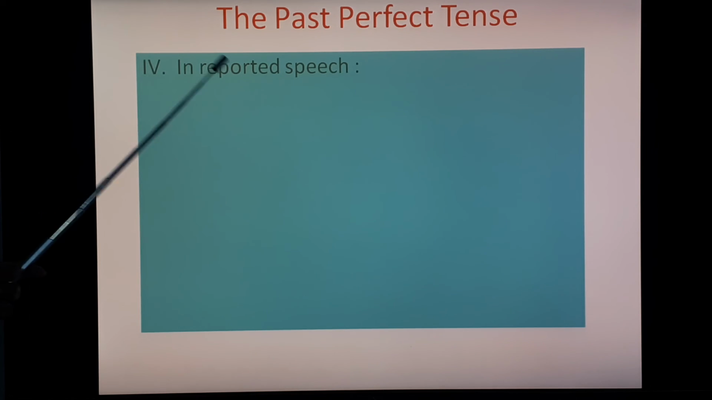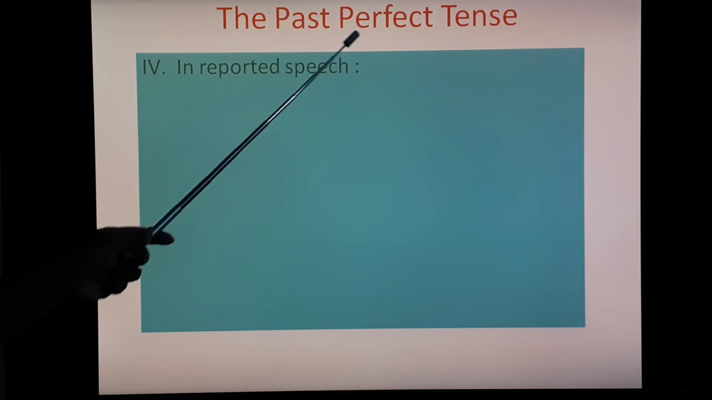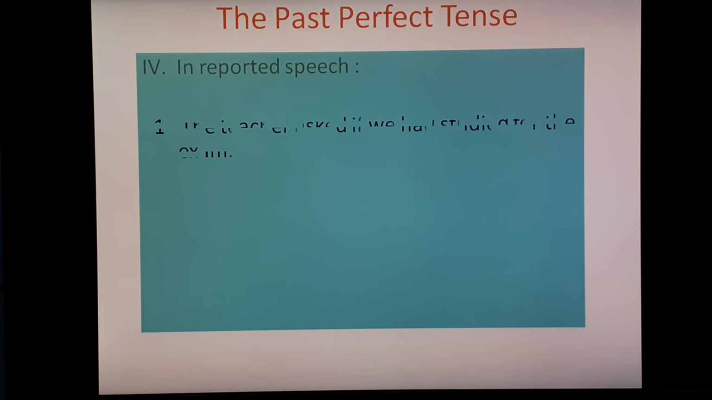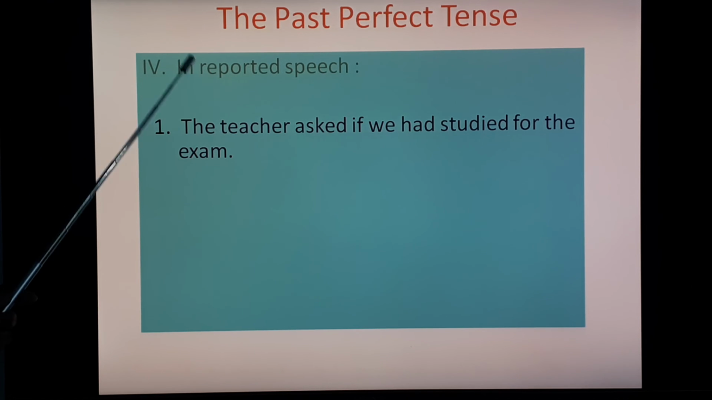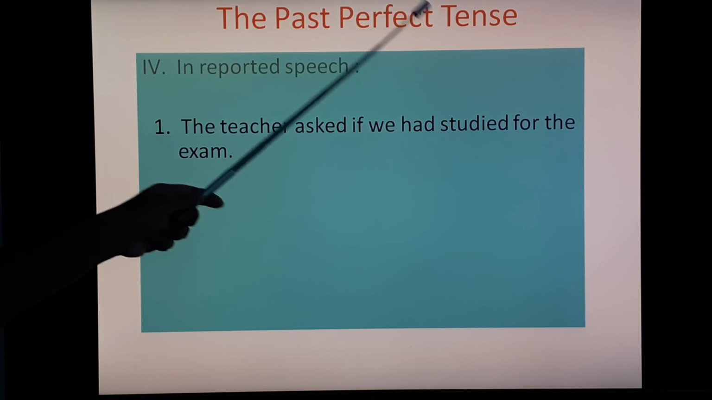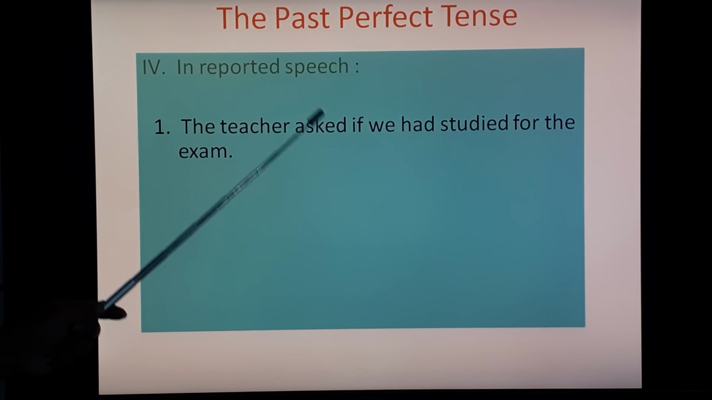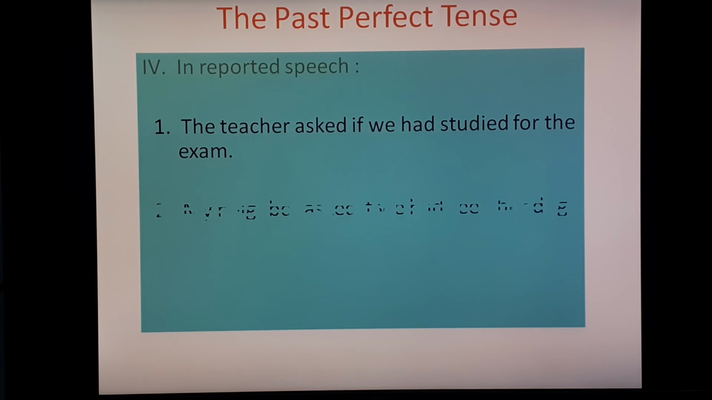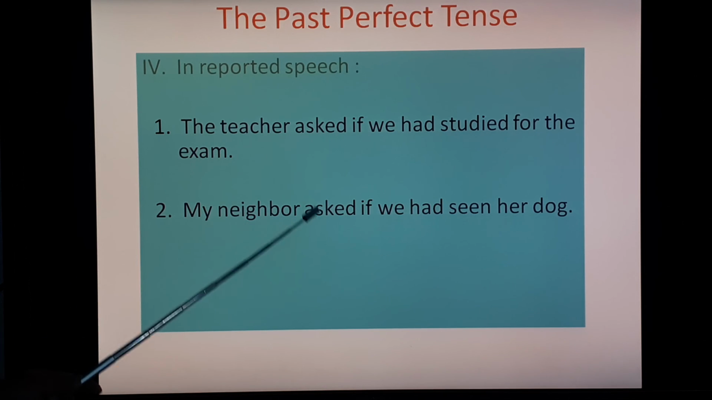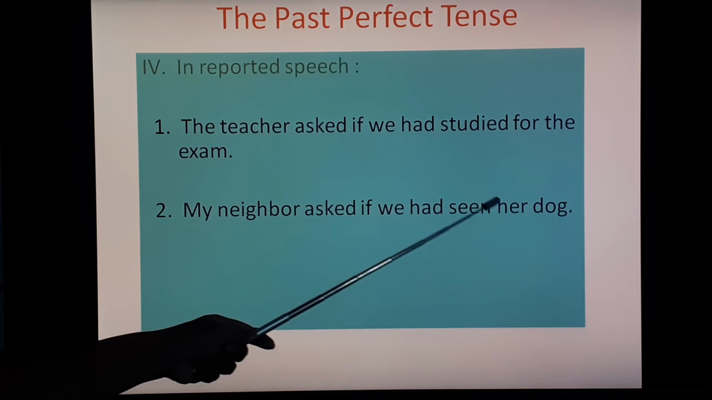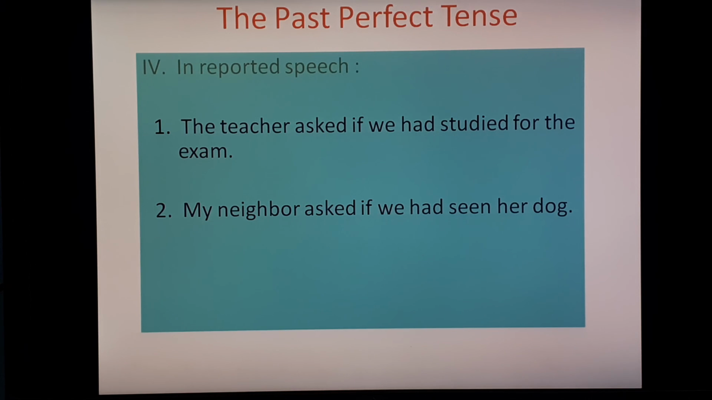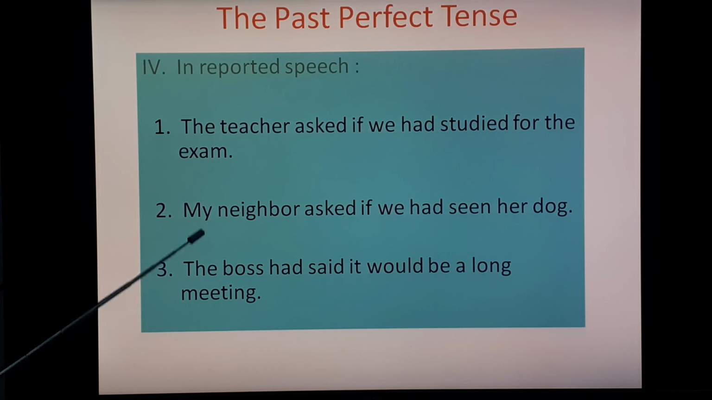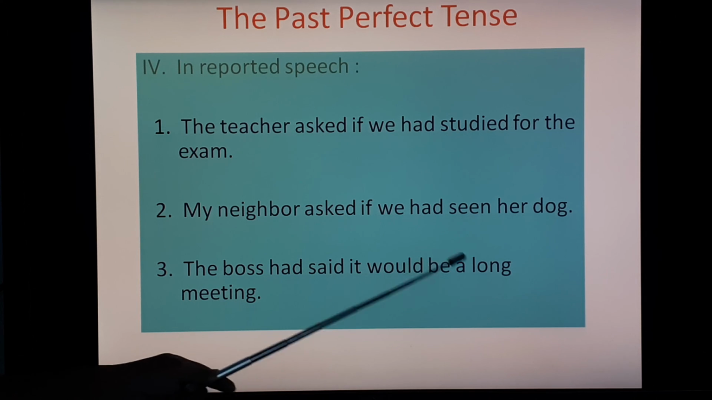Fourth one, in reported speech we have to use this past perfect. How to use? That is given. See, I am taking the whole class for this reported speech in detail, but here we are talking only about the past perfect tense. The teacher asked if we had studied for the exam. My neighbor asked if we had seen her dog. The boss had said it would be a long meeting.